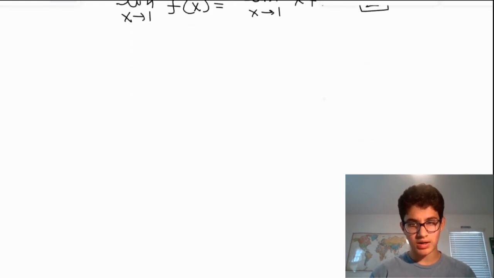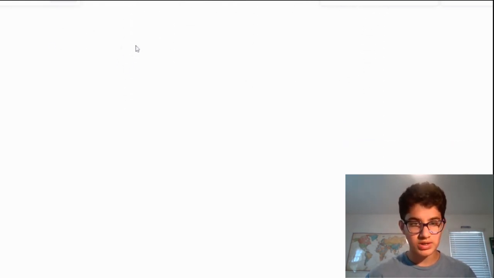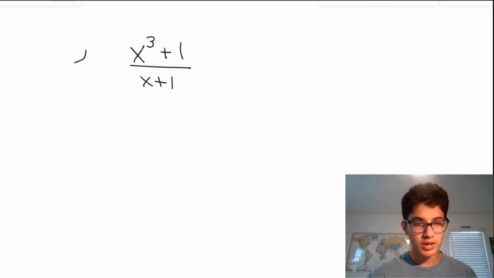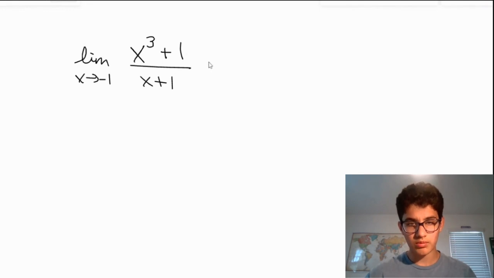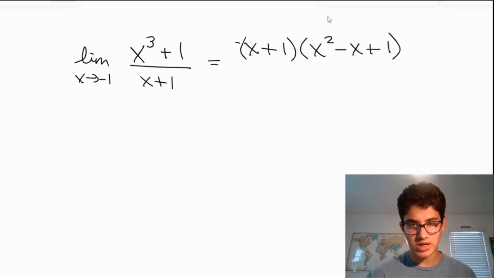Let's move on to a slightly harder example. What about x cubed plus 1 over x plus 1, and we want to find the limit here as x goes to negative 1. Again, if you directly plug it in, you'll get 0 over 0. But we can write this out again, as the numerator can be written as a product. So we write it as x plus 1 times x squared minus x plus 1. This is a fairly common expansion. You've probably seen this before. And then over here, we'll just write again x plus 1.